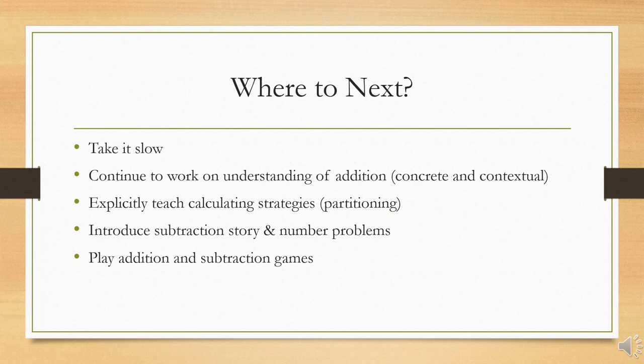I would recommend that once Scott is confident in the addition of numbers up to 20 and can count up to 100 without difficulty, he should be explicitly taught a range of calculating strategies focusing on flexible partitioning. I would also introduce Scott to subtraction story and word problems. However, I would keep these numbers simple, such as 10 take 3 or 5 take 2, as to not overwhelm him, but also to solidify his understanding of number facts. For example, 10 take 3 is always 7, and 7 plus 3, in any order, is always 10.